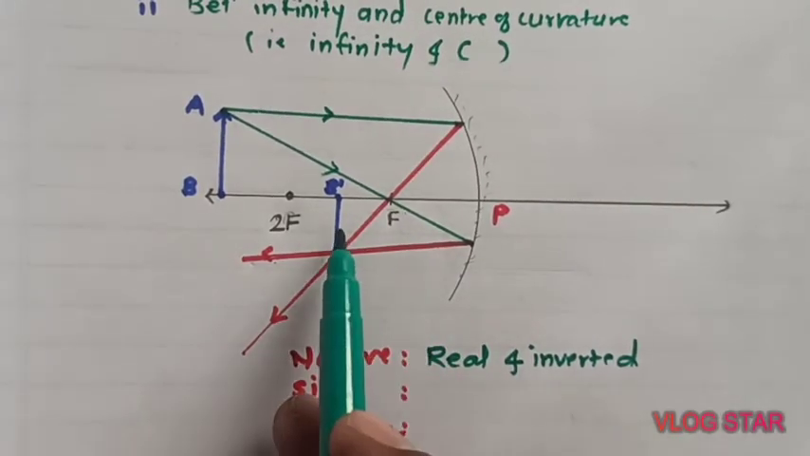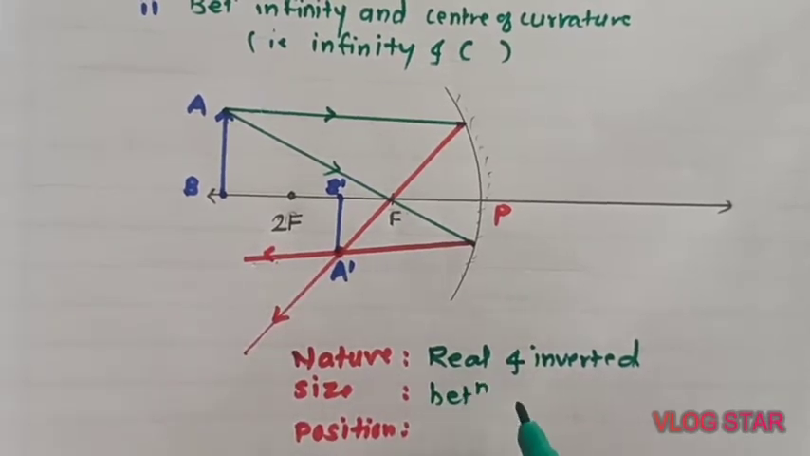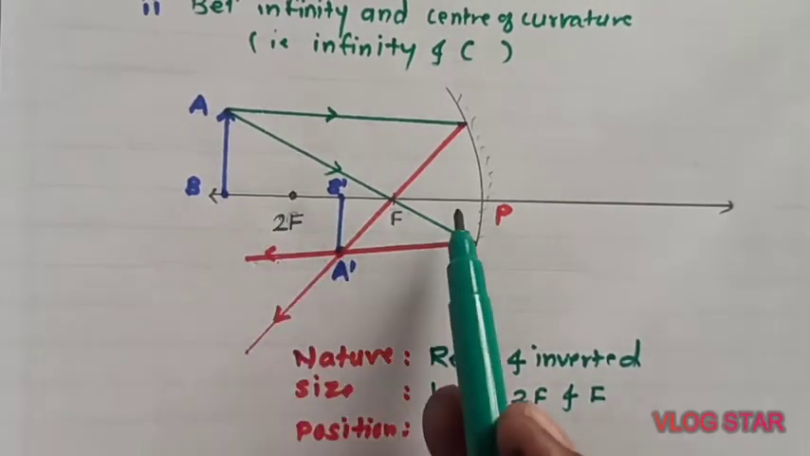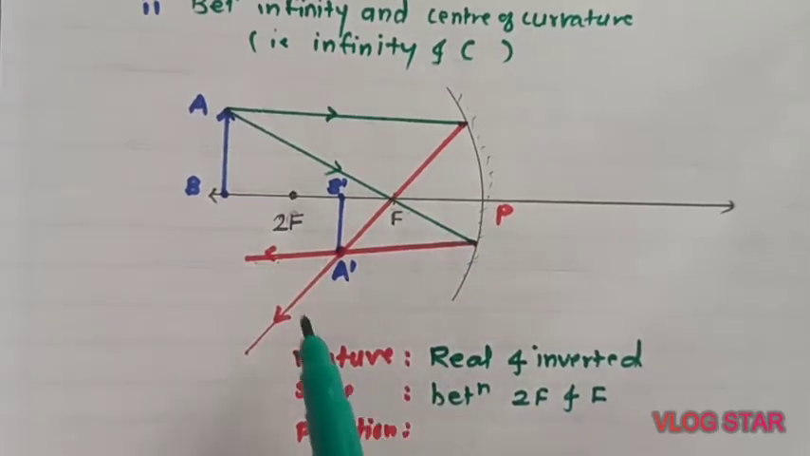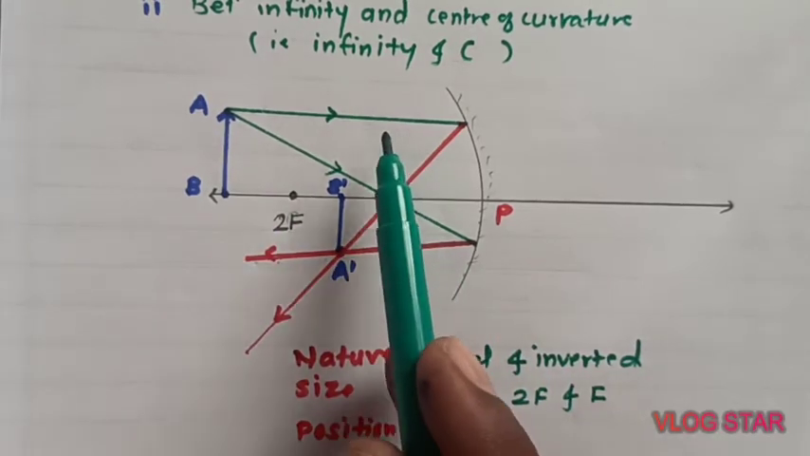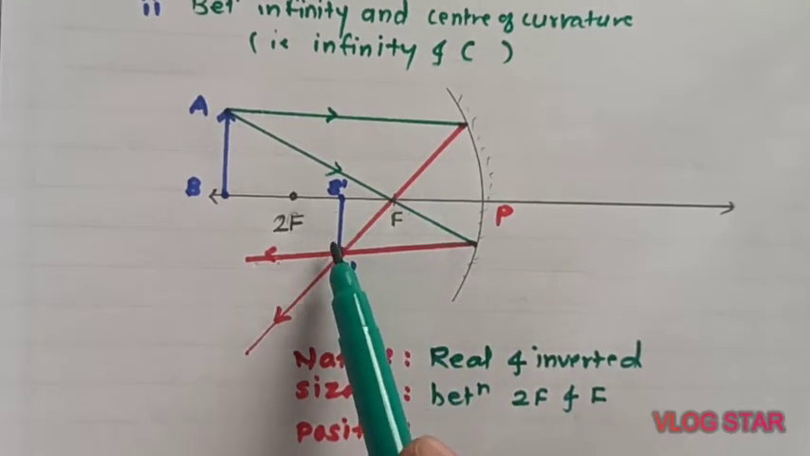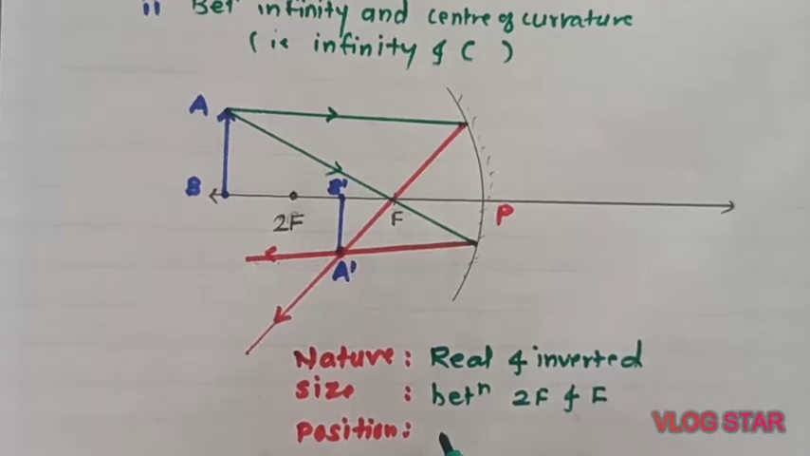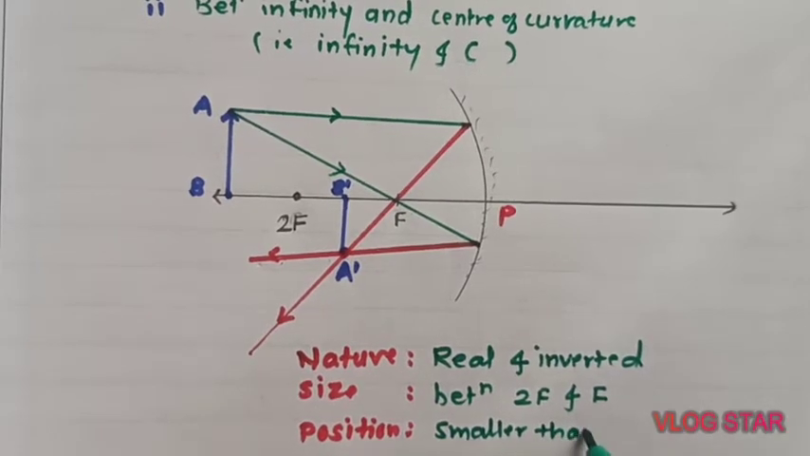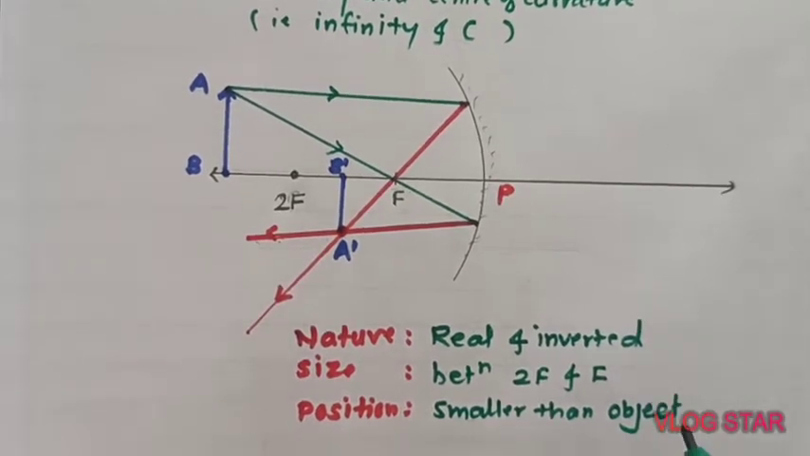Second, what is the position? Where is the image formed? Between 2F and F. In other words, between the center of curvature and focus. What is the size? Is it the same size, smaller or bigger? You can see this triangle. If you compare these two triangles, this is smaller than this. So this size is smaller than this one. So it is smaller than the object. What do we call that? Smaller than the object is called diminished.